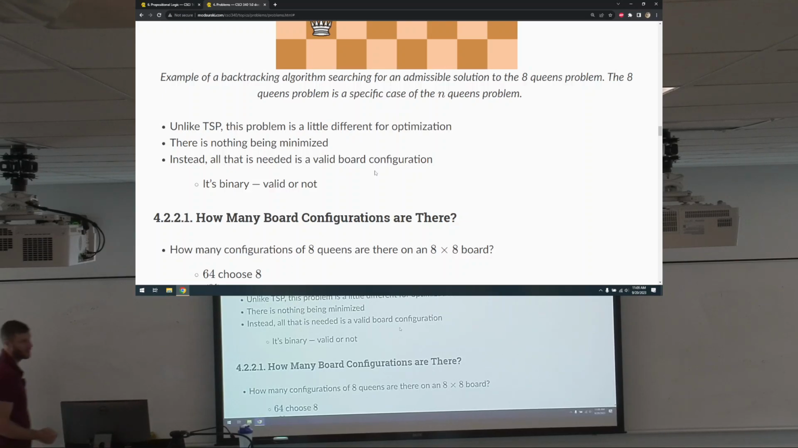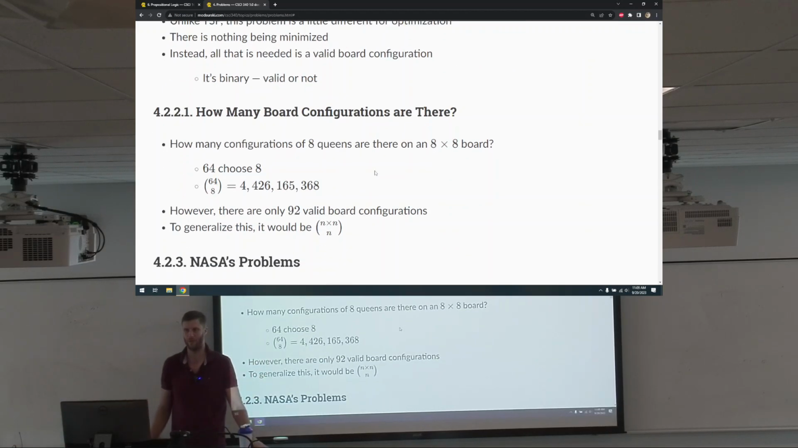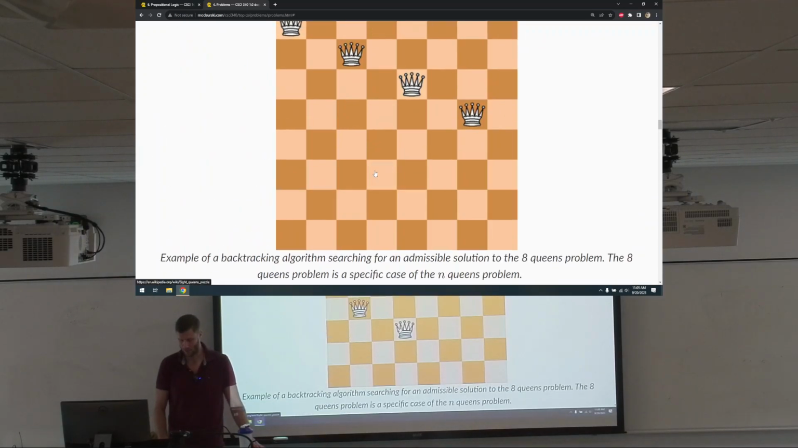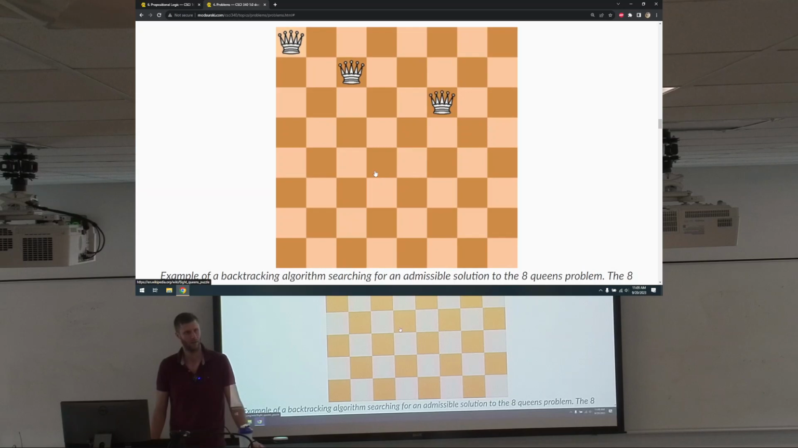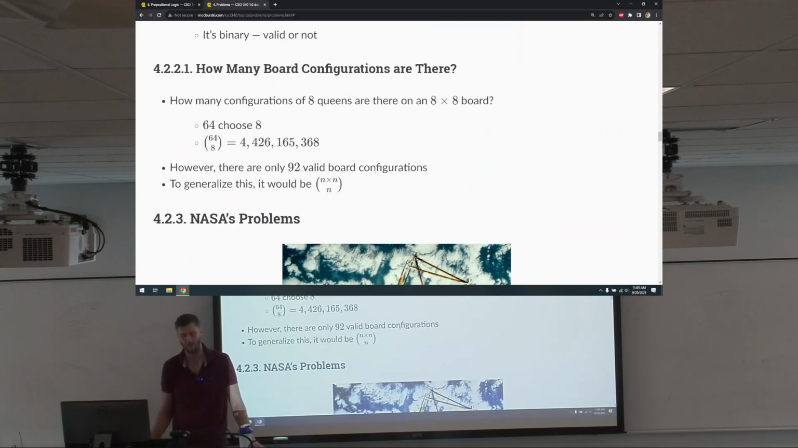So how many board configurations are there? Well, it's 64 choose 8, if you remember your discrete math. I have 64, right? And I have to pick 8 cells in them. So how many possible board configurations are there? There's a lot.